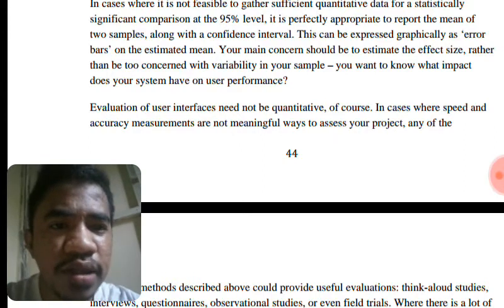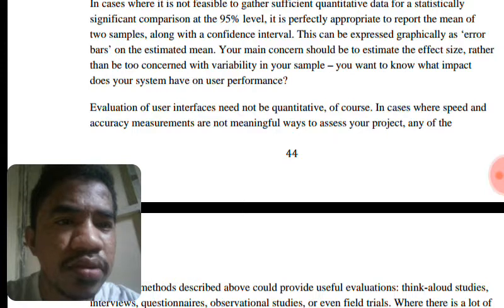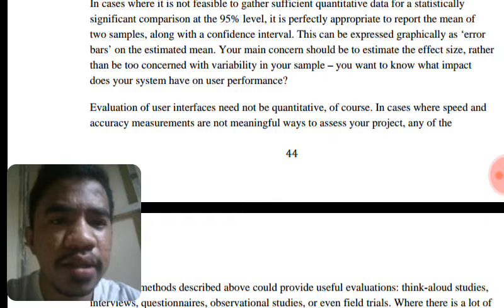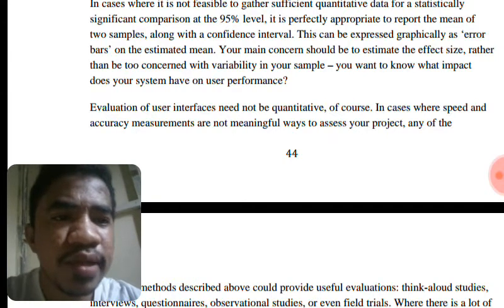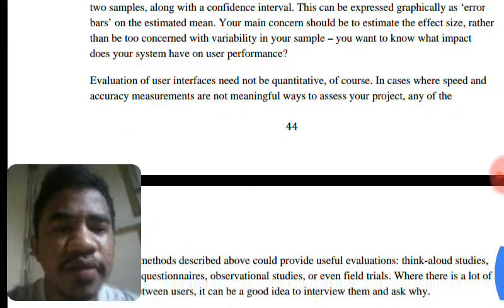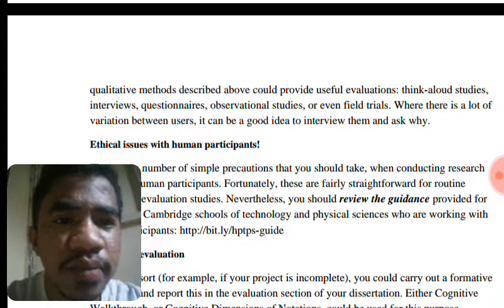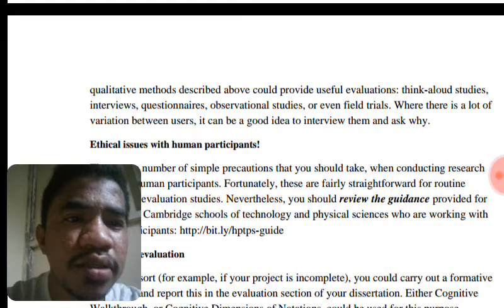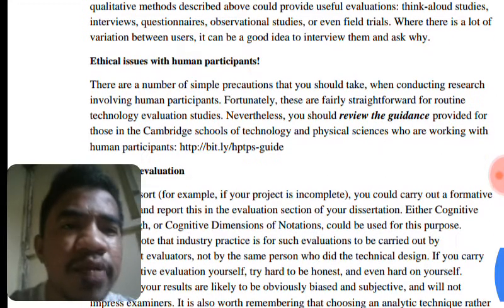Evaluation of a user interface need not be quantitative, of course. In cases where speed and accuracy measurements are not meaningful ways to assess your project, any of the qualitative methods described above could provide useful evaluation. Think-aloud studies, interviews, questionnaires, observational studies, and even pilot trials. Where there is a lot of variation between users, it can be a good idea to interview them and ask why.